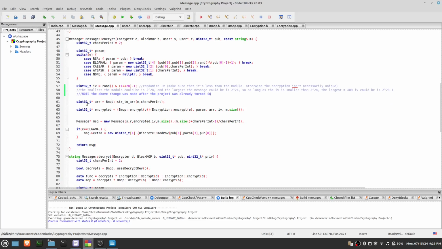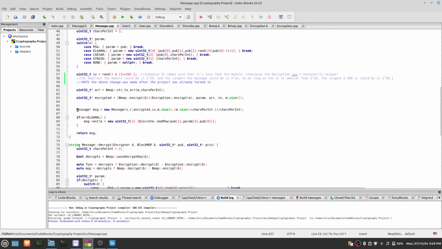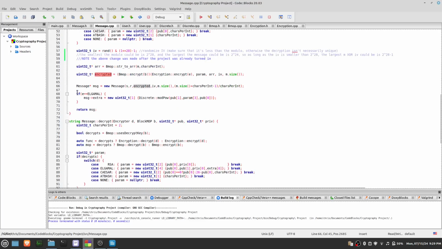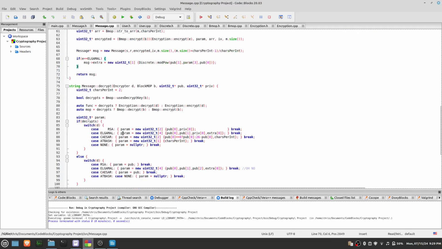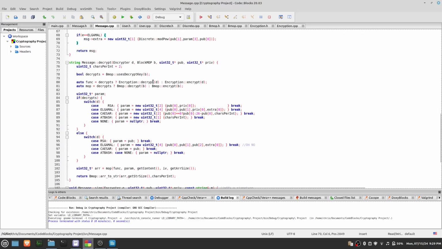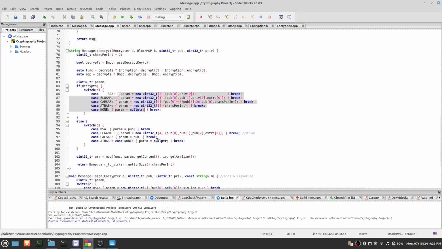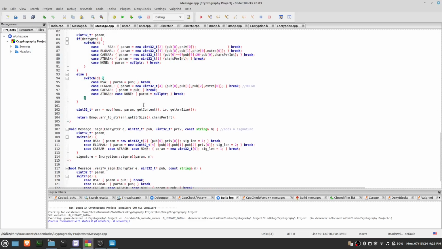But anyways, let's see. So we encrypt it. We generate the message from the encrypted thing, and then if this is ElGamal, then we have to save an extra bit of information, which we'll talk about in a bit. And then for decryption, we just generate parameters from our mode. And also, it's important to determine whether or not we need the decryption key to decrypt it.